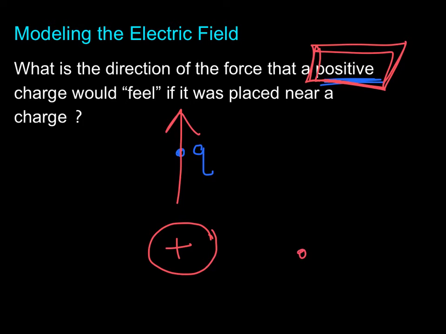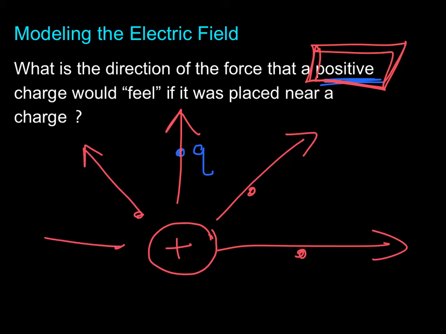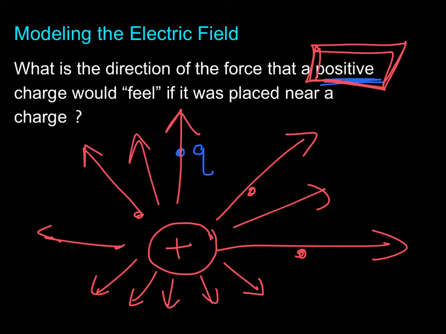How about if I placed a positive charge over here? It'd go that way. Over here? That way. And you kind of get the idea. Why don't you fill out the rest of the circle, then we'll see how we match up. The answer is, no matter where you place a positive charge, it's going to go away from this positive test charge right here.